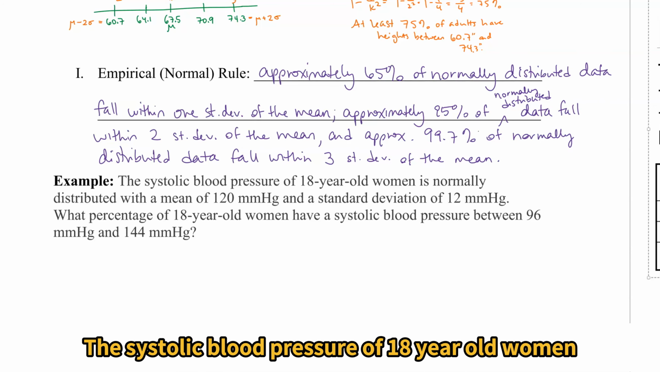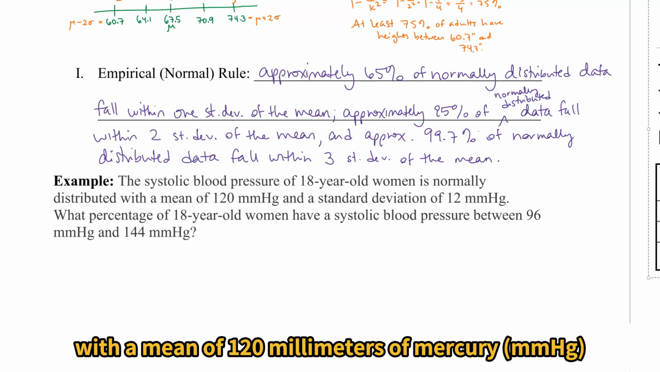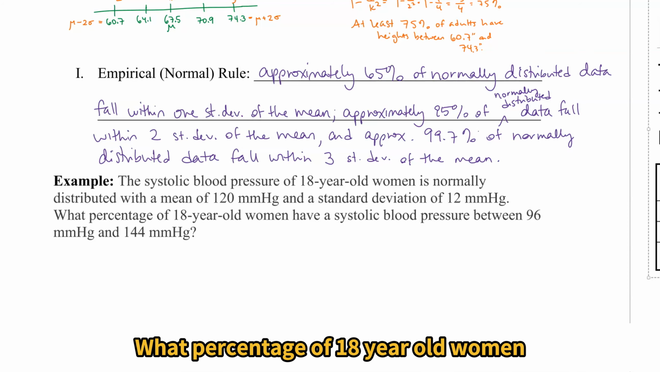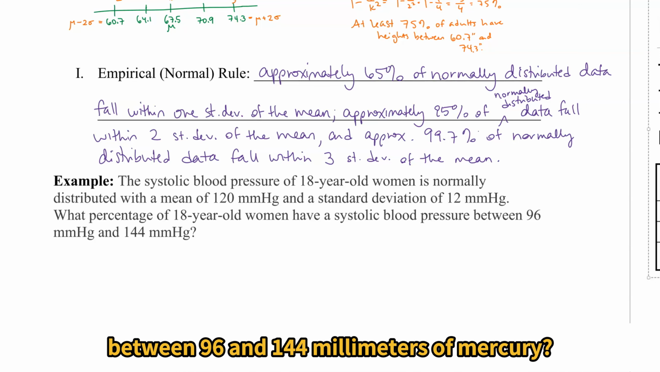The systolic blood pressure of 18-year-old women is normally distributed with a mean of 120 millimeters of mercury and a standard deviation of 12 millimeters of mercury. What percentage of 18-year-old women have a systolic blood pressure between 96 and 144 millimeters of mercury?